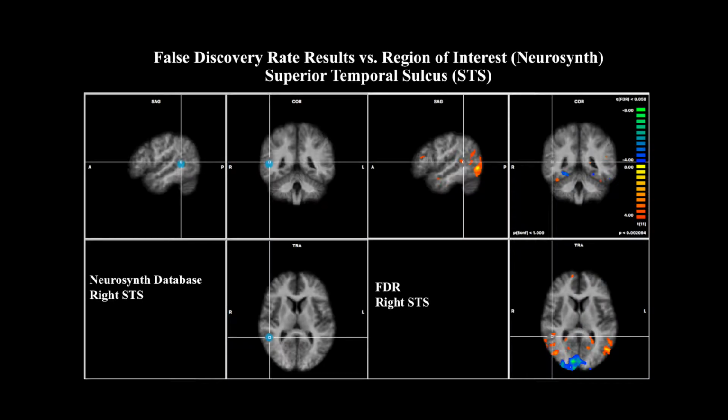Now we'll be looking at the superior temporal sulcus. Once again, on the left you can see the Neurosynth database, and the region indicated by the blue dot is the right superior temporal sulcus.